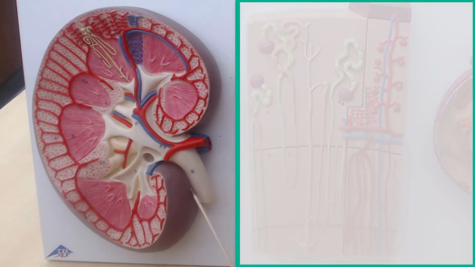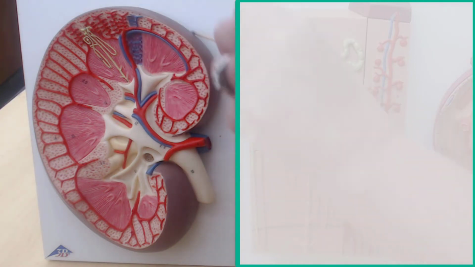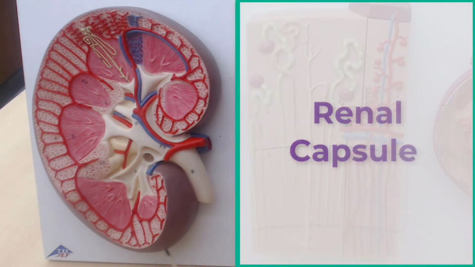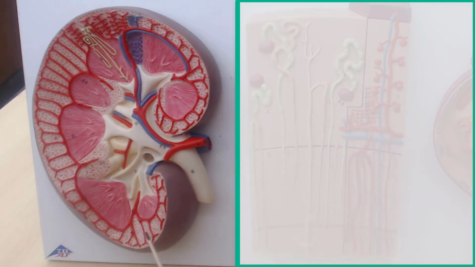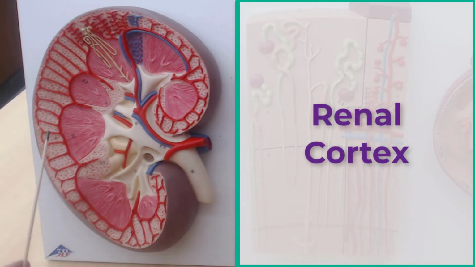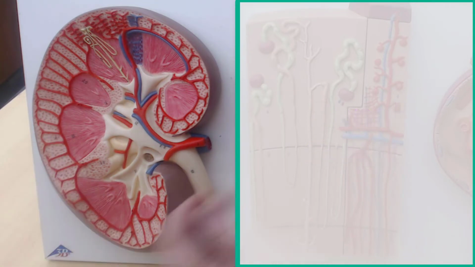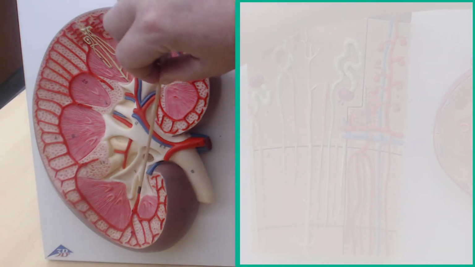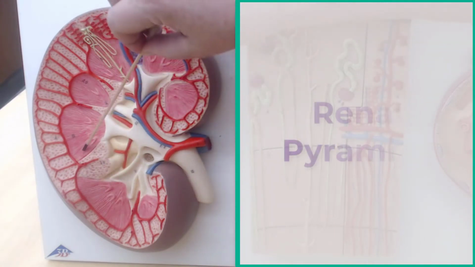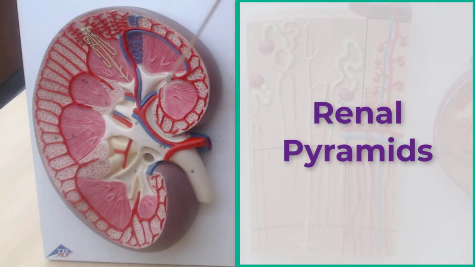This portion here that you see in brown, and if we were able to turn it around, you'd see more brown. This is the renal capsule. It surrounds the kidney. This outer portion of the kidney is called the renal cortex. If I go deeper, now I get to these structures here called the renal pyramids.